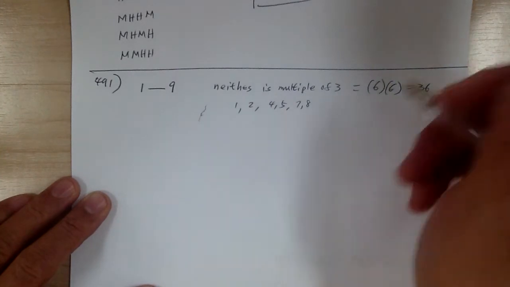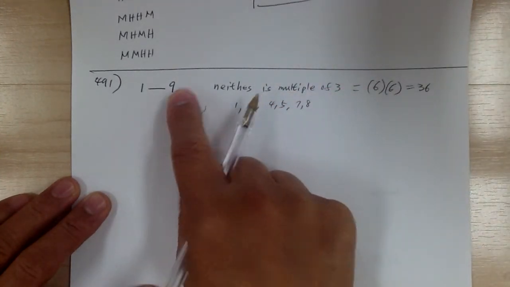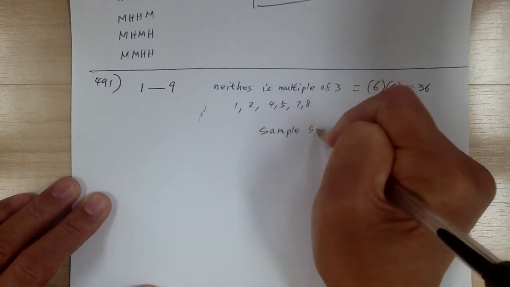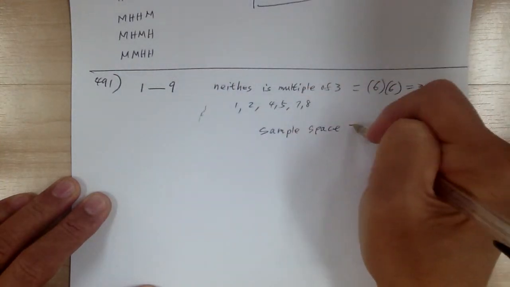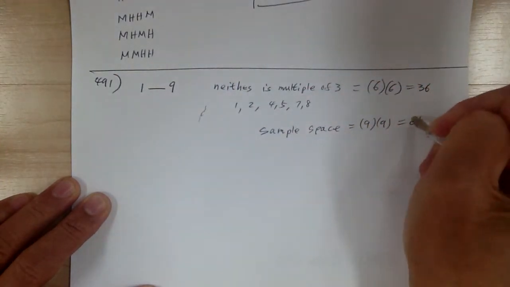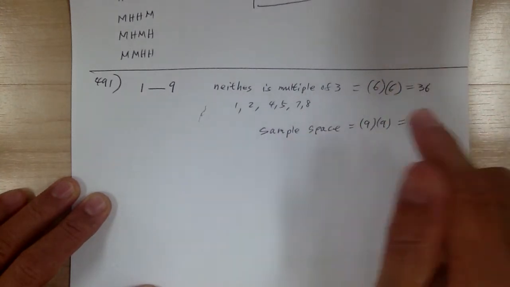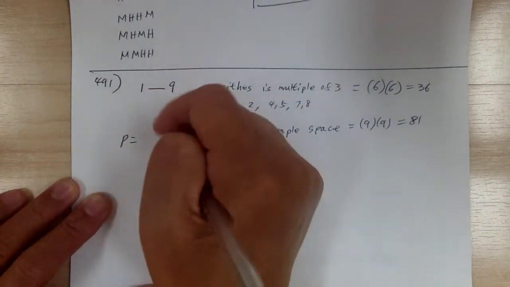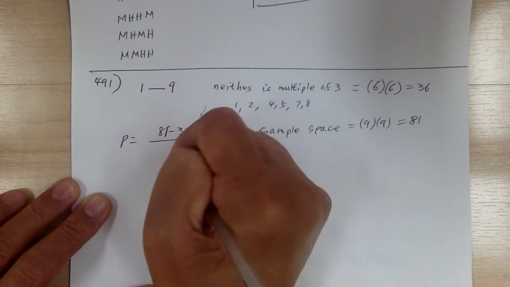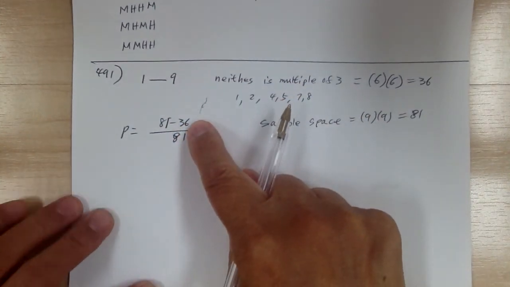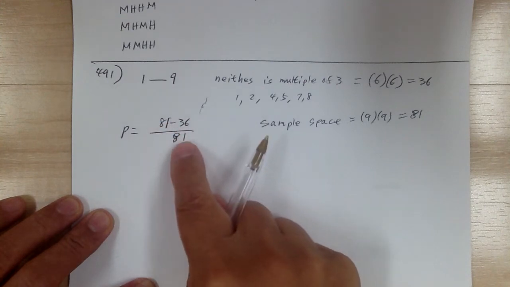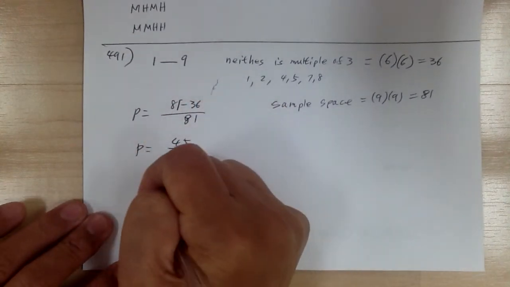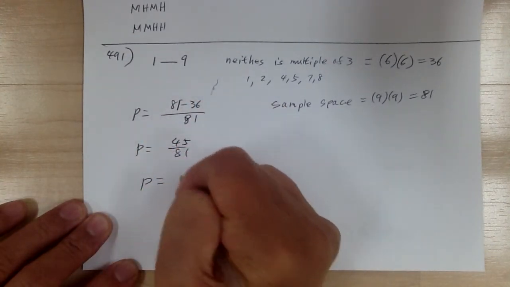And the total, the sample space for the two numbers, would be 9 times 9 equal to 81. So the probability you're looking for would be 81 minus 36 over 81. Again, 36 is what you don't want. So total minus what you don't want gives what you want, divided by the sample space. This equals 45 over 81, and so the probability equals 5 over 9.